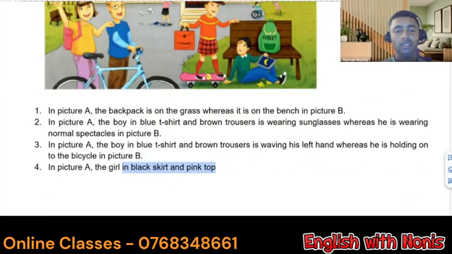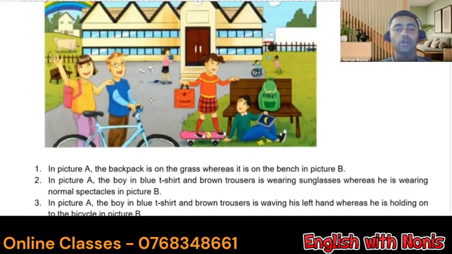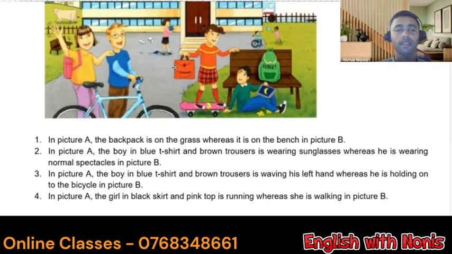In picture A, the girl in black skirt and pink top is running. When you write the sentence in the ing form, it's a must for you to use a be verb. Is running. Whereas she is walking in picture B. She is just walking. In picture B, she's just walking. Right. What are the other differences?